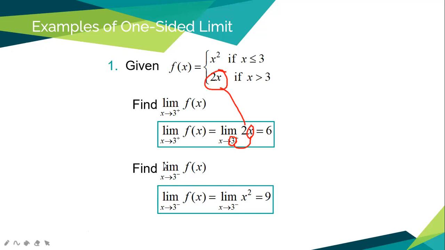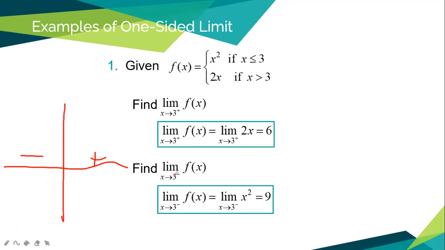Same with the left-hand limit of f of x as x approaches 3. Meaning it is from the left side of 3. On the Cartesian plane, if we look at it, it is from the left of positive 3, meaning less than 3. So we are going to use x squared. We just substitute into f of x. Then we have the left-hand limit of x squared as x approaches 3; we substitute the value of 3. So 3 squared is equal to 9. So, the answer is 9.